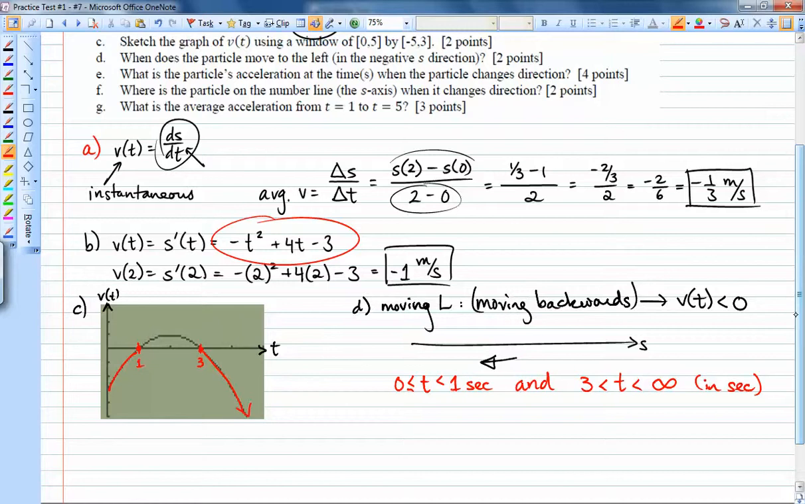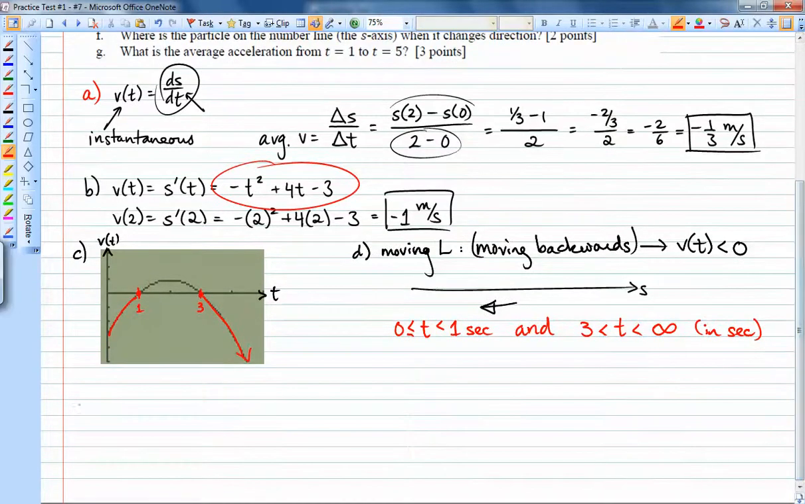Or D. E says, what's the acceleration at the times when the particle changes direction? Okay, so let's do this. For E, I'll switch back to black here. So the particle changes direction. The way we can interpret that is, if it's moving left and then it switches to right and then switches back to left, that's the same thing as the velocity changing sign.